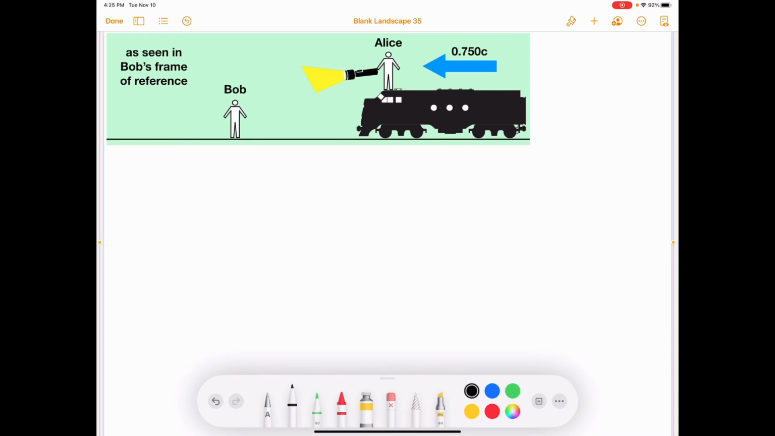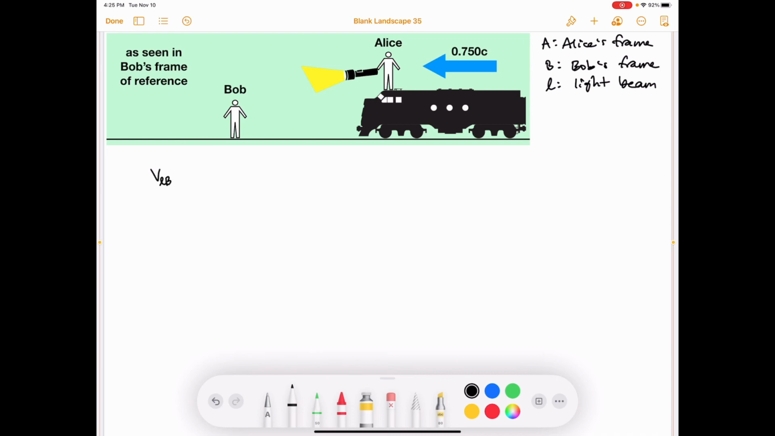Okay, so again, we'll start with some notation. A, that's Alice's frame. B, capital B, is Bob's frame. And then L is the light beam. Okay? So the same exact equation applies, except we're now applying it to the light beam.